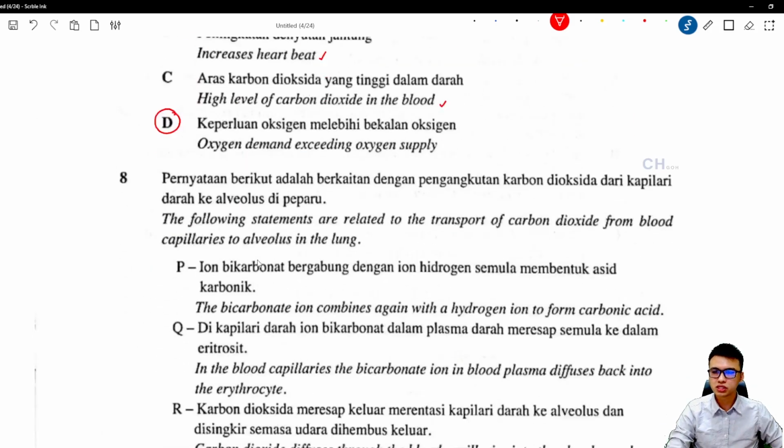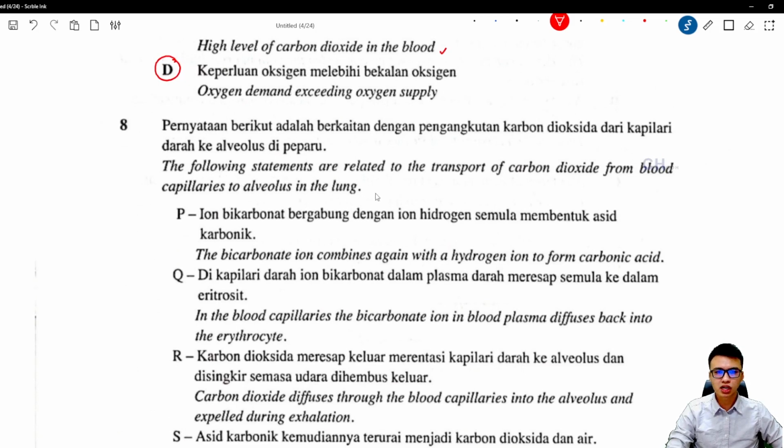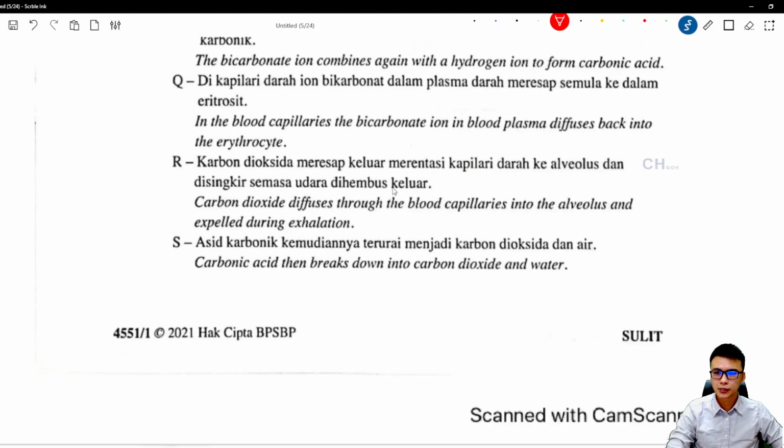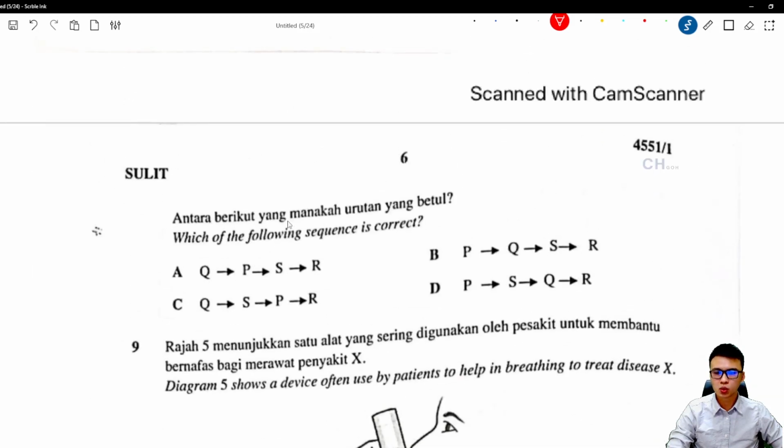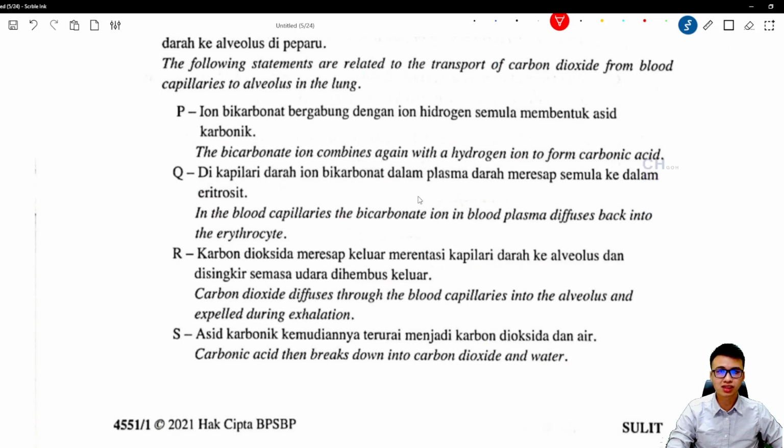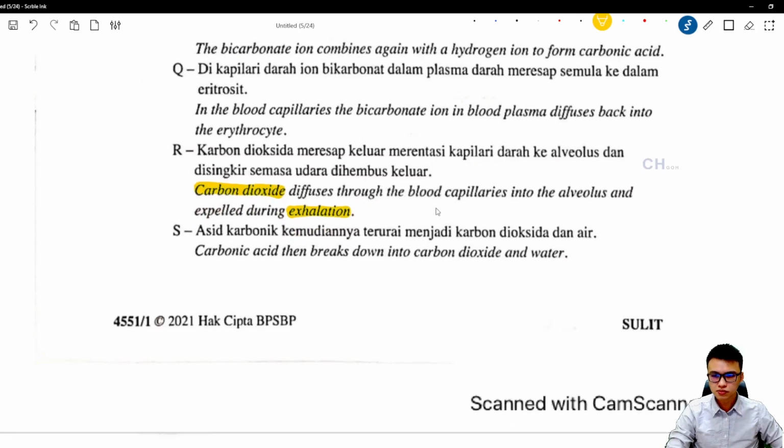Alright, so next question. Question 8. The following statements are related to the transport of carbon dioxide from the blood capillary to the alveolus in the lung. Okay, when you see this kind of question, it's good for you to find out the last and the first one. I always look for the last step of the whole process. So R must be the last one. Carbon dioxide diffuses through the blood capillary into the alveolus and is expelled during exhalation, because this is the final destination of the carbon dioxide already. You want to remove the carbon dioxide from your body, and this is the process. So R must be the last one.